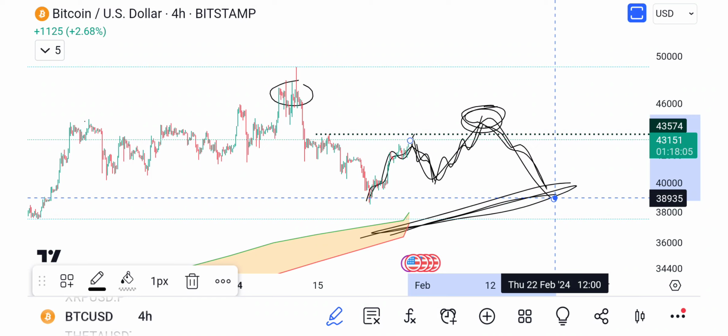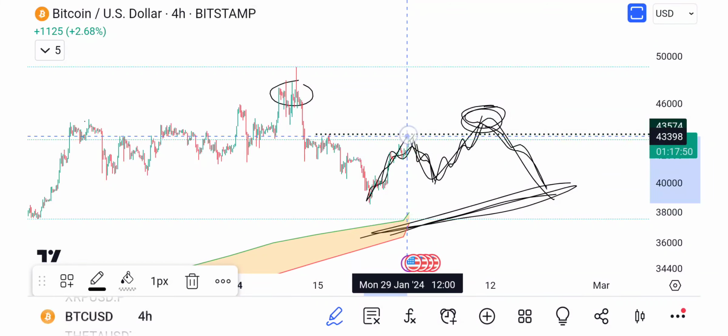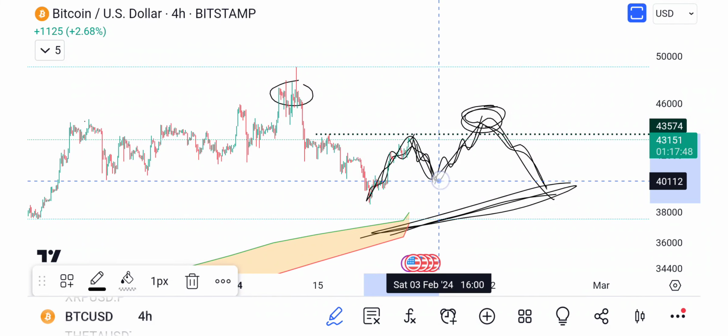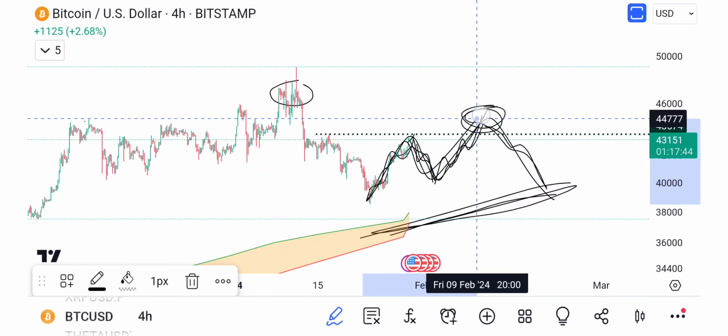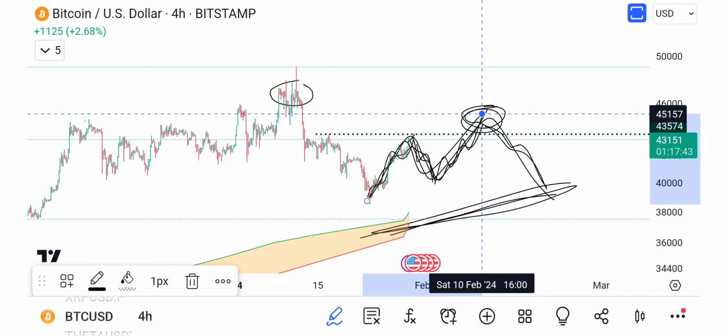I like to look at it like you have ideas for one step, then you have ideas for two steps ahead, then you have different ideas for three steps ahead, right? So at that point, if we get this diagonal, 1, 2, 3, 4, 5, this ABC pullback, a continuation, then this could be what? An A, B, C, right?